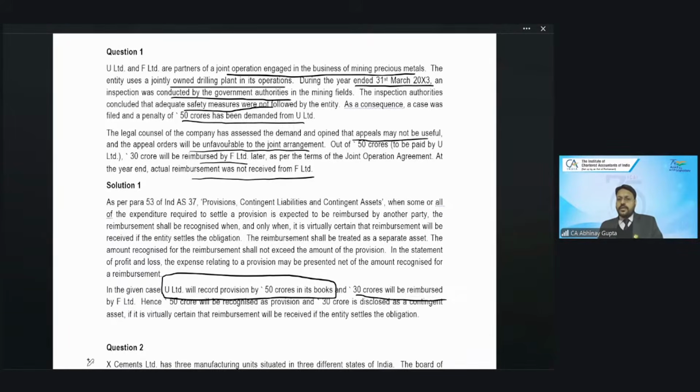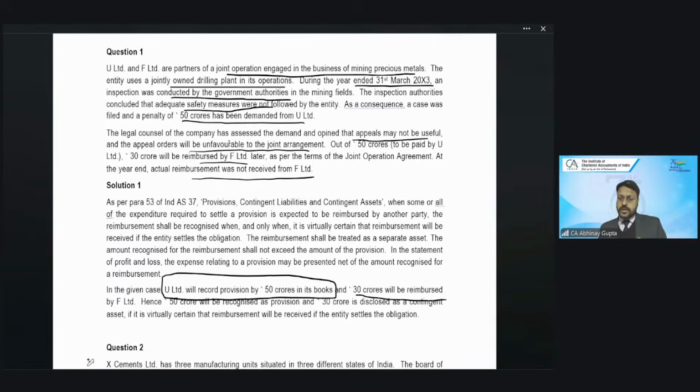In case it is more than the original liability, then it can be disclosed up to the amount of the original liability. So for example, in case 60 crore was the receivable from F Limited against the 50 crore original liability, then the contingent asset will also be disclosed at 50 crore only, correct? Yes, sir. Restricted to only that liability. Restricted to only the liability, right?